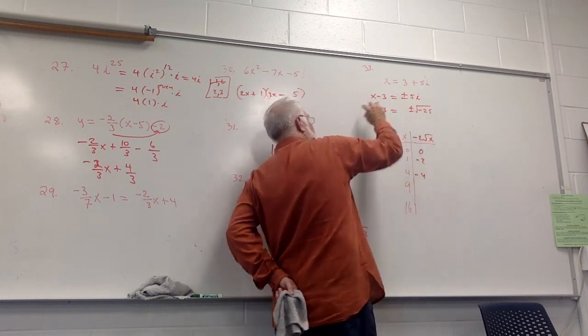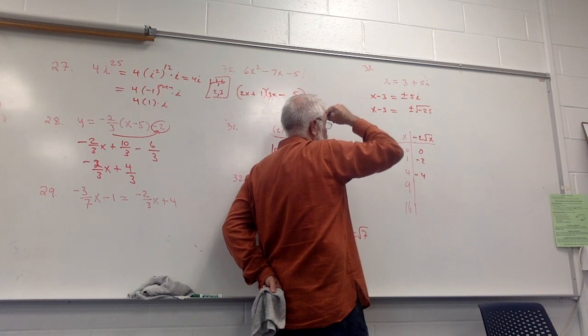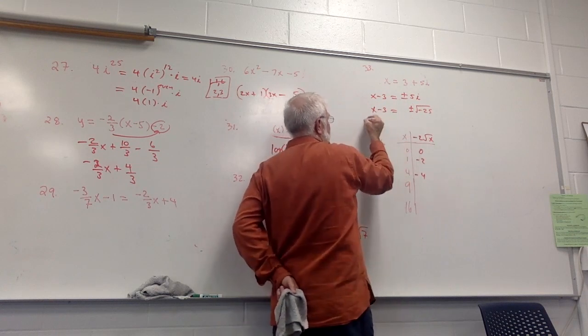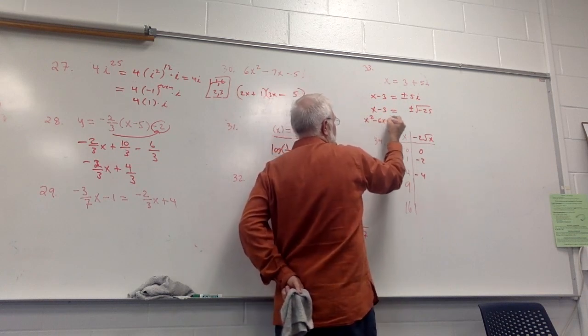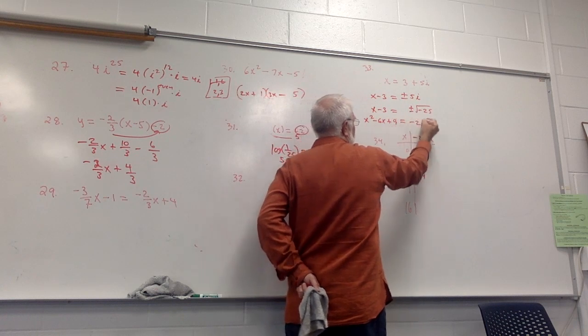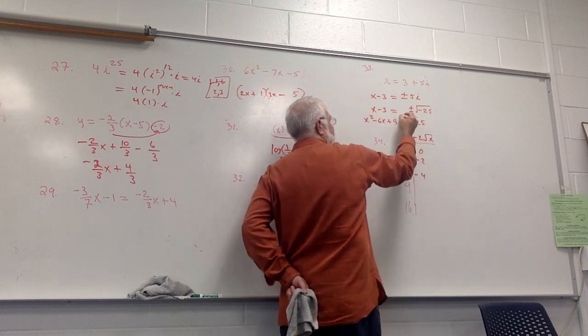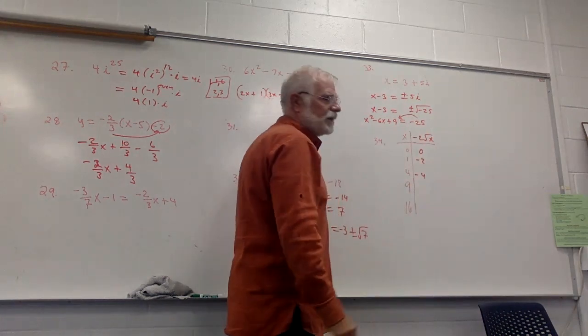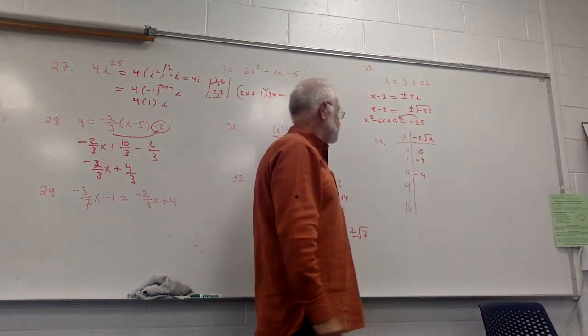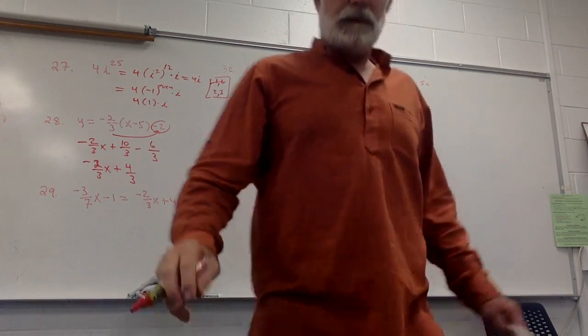That's why we're squaring now. Okay, I should have done that initially. So I'm squaring both sides. So x squared minus 6x plus 9 is equal to -25. All you got to do is add that to this side. And you get x squared minus 6x plus 34. Okay, we're getting there. We're getting there.